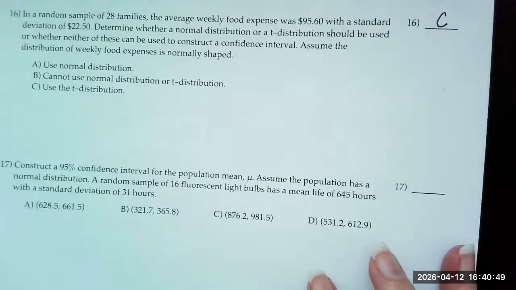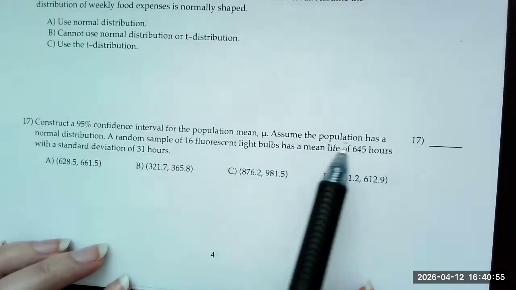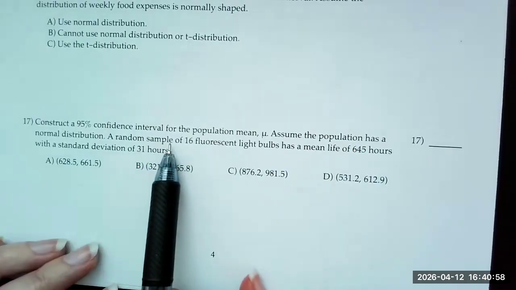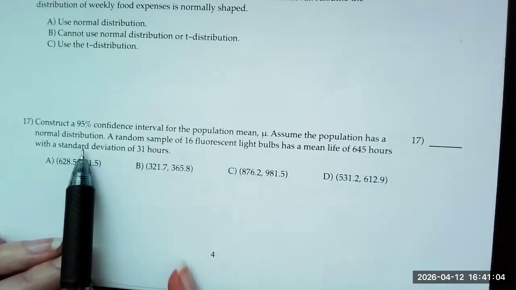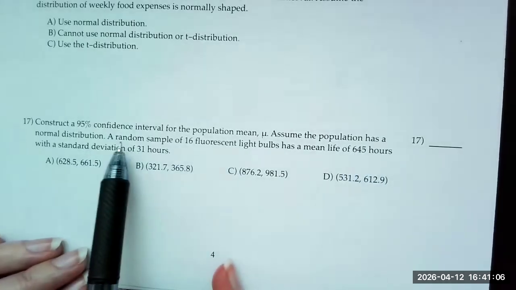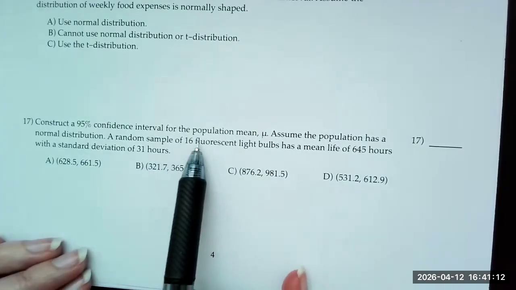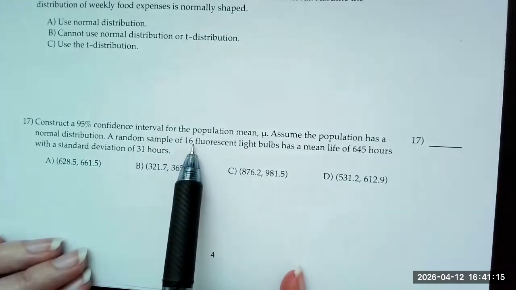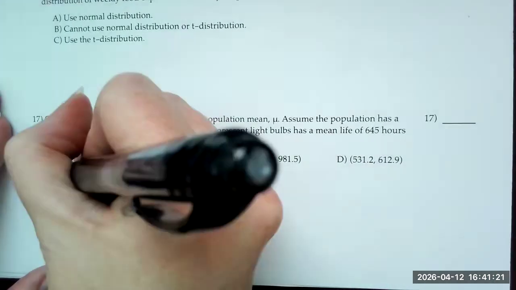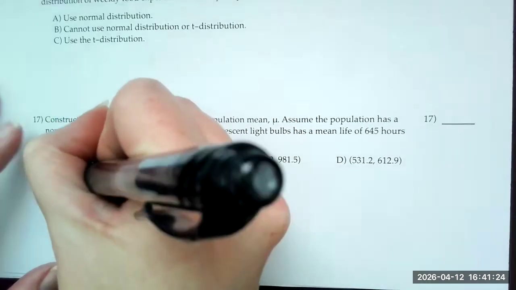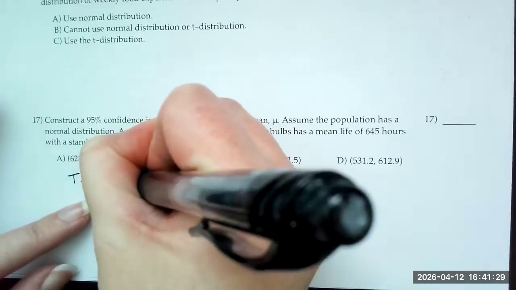All right, number 17, construct a 95% confidence interval for a population mean. Assume the population has a normal distribution. A random sample of 16 fluorescent light bulbs has a mean life of 645 hours and a standard deviation of 31 hours. So again, they're telling us to assume it's a normal distribution, so it's okay that our sample is less than 30. We're only at 16 for this one, but that's A-okay. Again, they're not asking us to calculate the error separately, so we can use the cheater method again with the T interval, and it'll do the work for us.